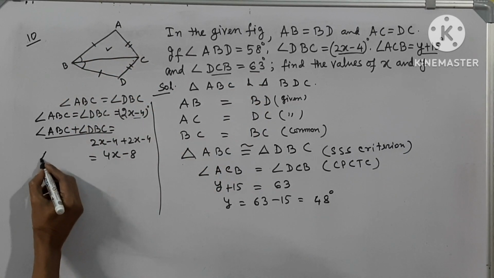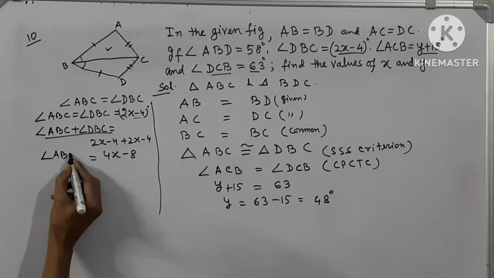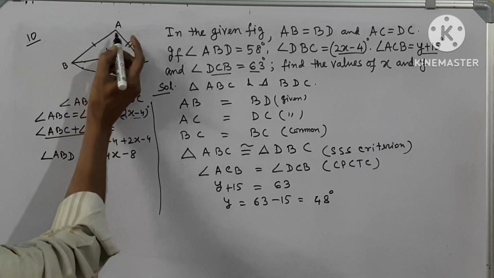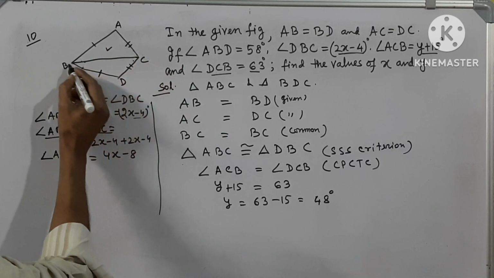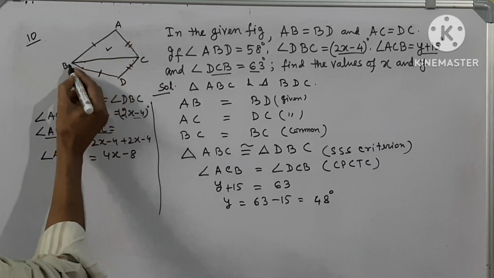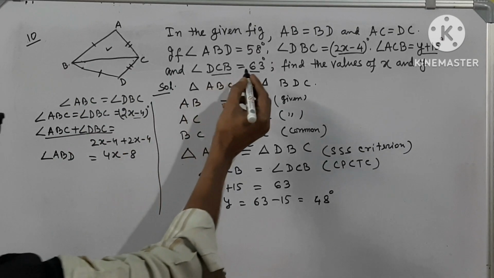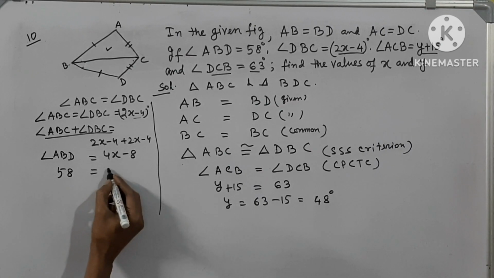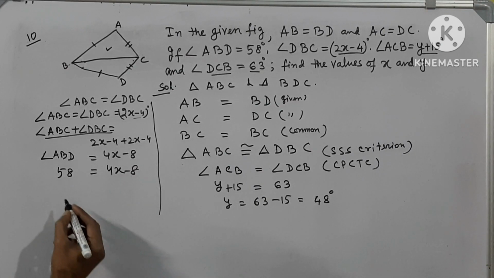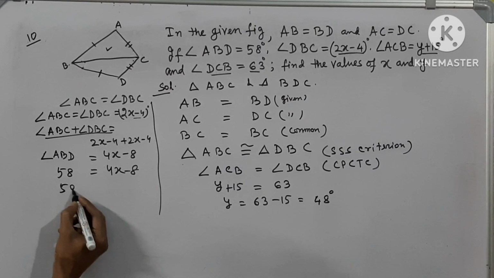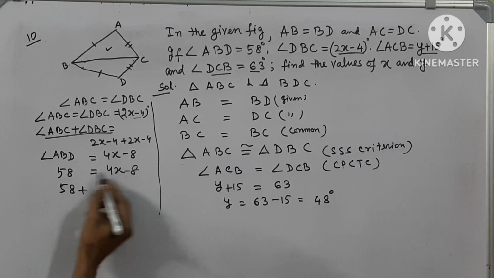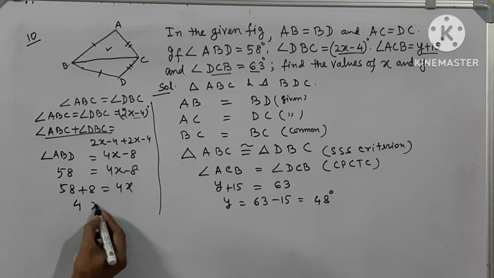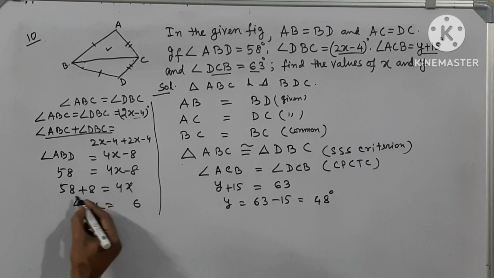Let me write angle ABD. So this is the complete angle B. If you add ABC and DBC, you get angle ABD. And angle ABD is given 58 degrees. 58 degrees equal to 4x minus 8. So 58 plus 8, you take this side plus, and it becomes 4x equal to 66.